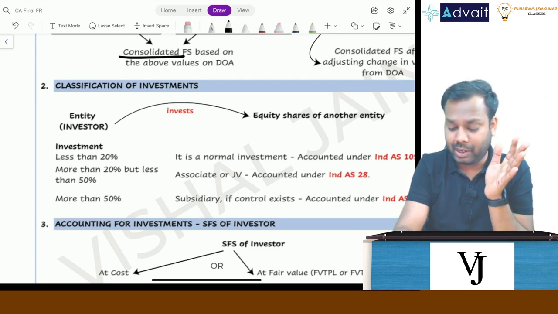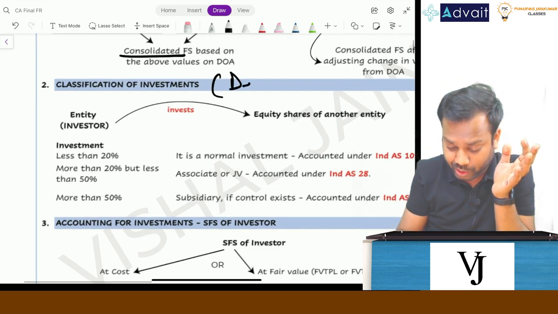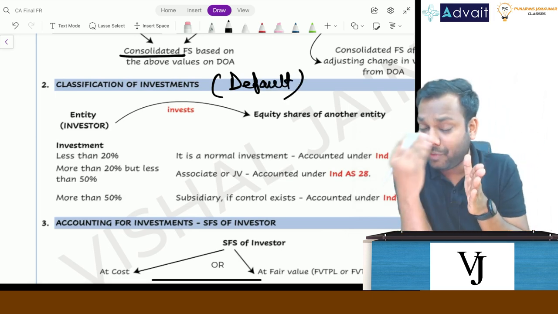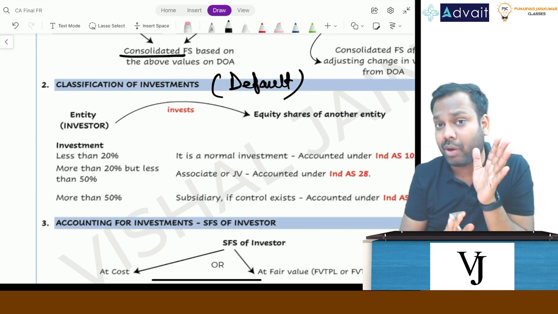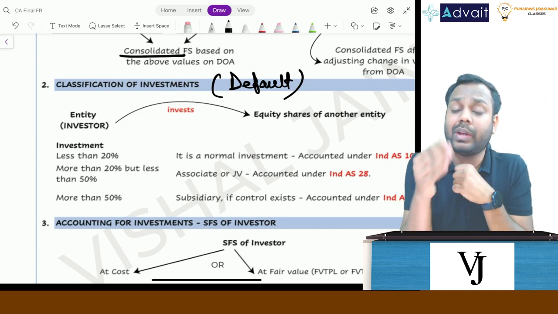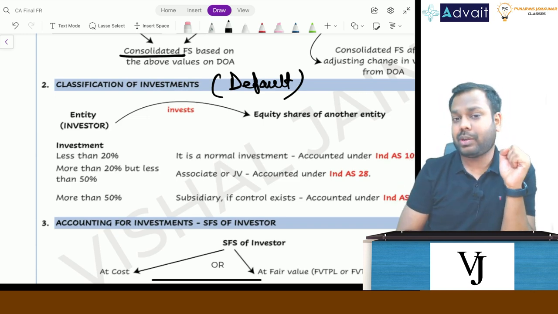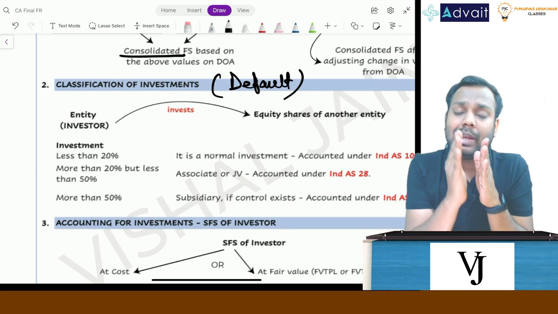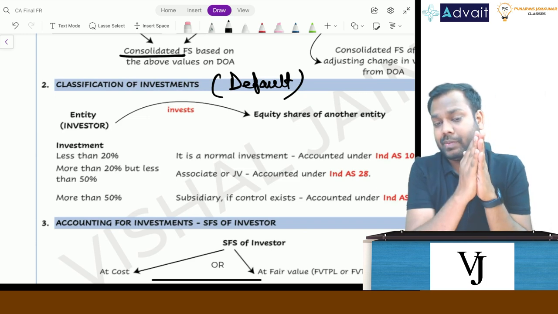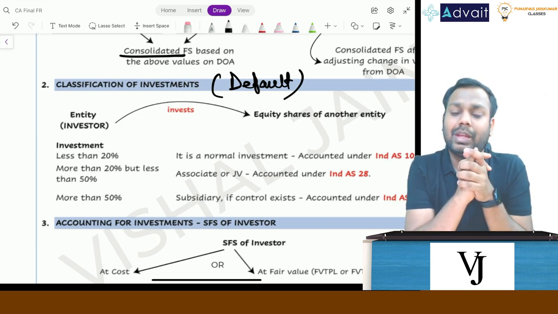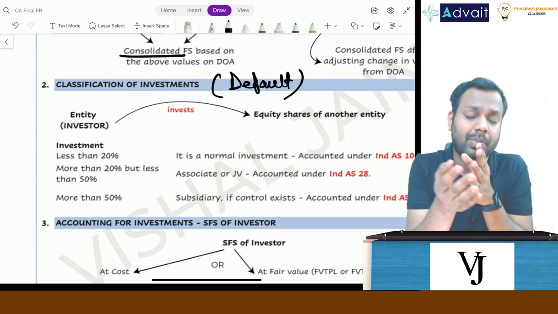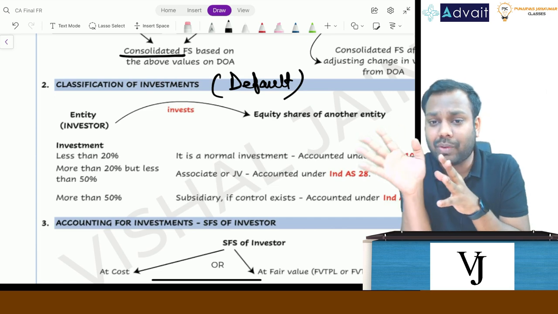So what we are doing here, we are discussing the default classification. I am discussing here the default classification, and definitely I'll discuss otherwise also, but first let me discuss the default. Default means if the question is silent, you will assume this one. Meaning thereby, if the interest is less than 20%, then we call it a normal investment in equity shares of a company, and we account for it as a financial asset as per Ind AS 109.